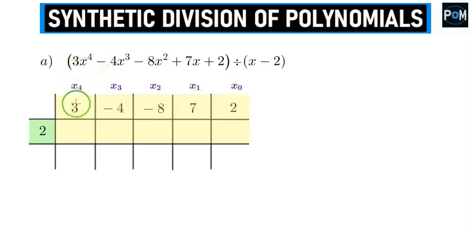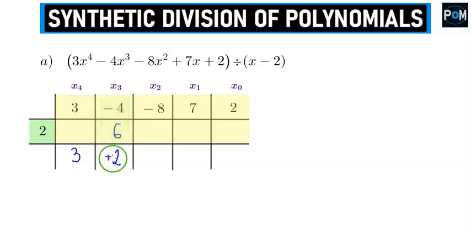Then it goes like this. The highest coefficient, which in this case is for x to the 4th power, this 3 will drop down here. At the beginning, nothing happens. Now, we must multiply this term here by that 3 at the bottom. From this we get 6. We write it in the next box, and now we add these 2 terms together. And from this, we get positive 2.